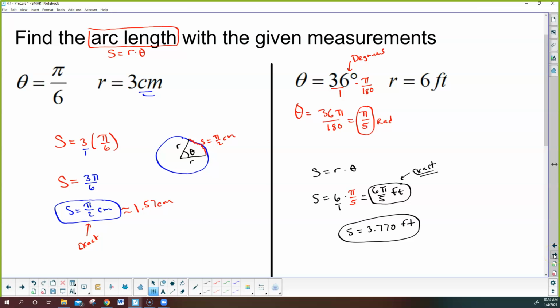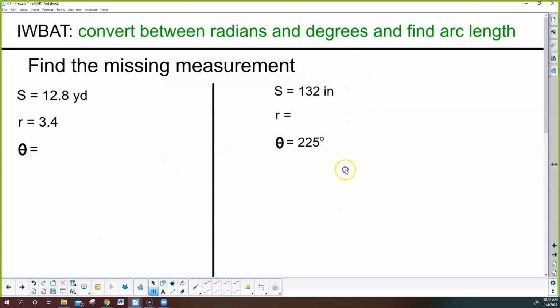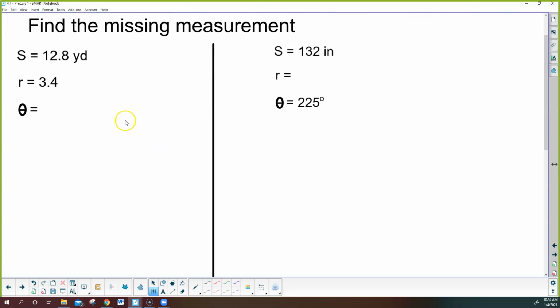All right, we've got one more slide left, and then I got to talk to the juniors about registration. So what if we're working backwards? That's the only other way we could get this. Notice they give us the arc length, they give us the radius, and they want us to find the angle measure. And then same thing here, they give us the arc length, we want to find the radius, and they give us the angle measure, but notice how that angle measure is written. So we'll do these pretty quick.